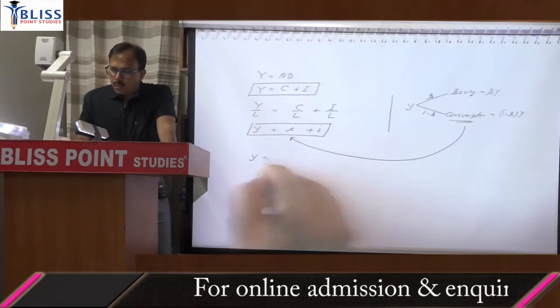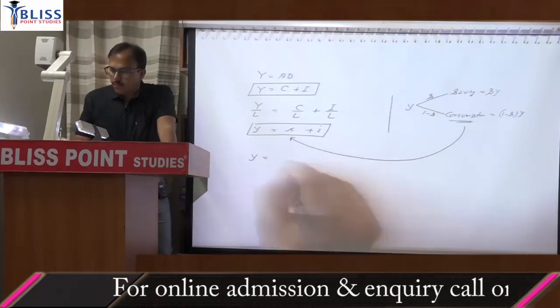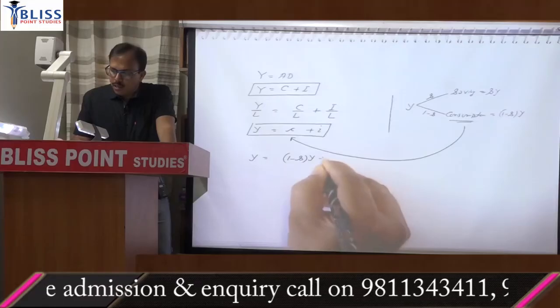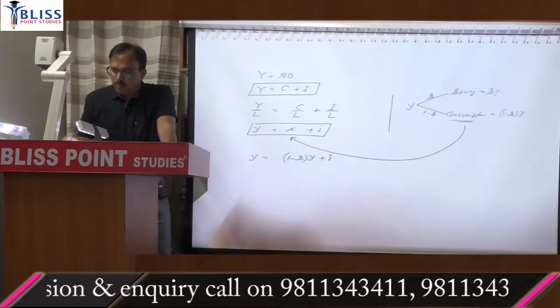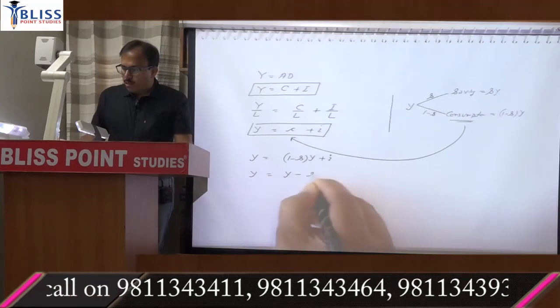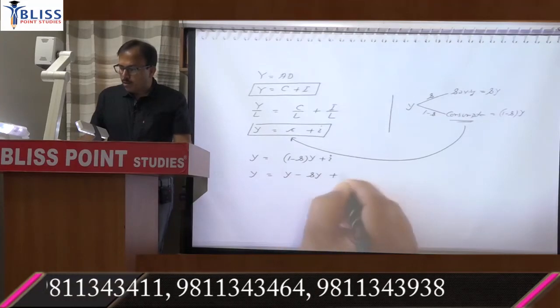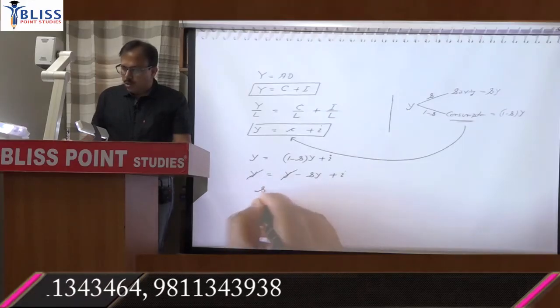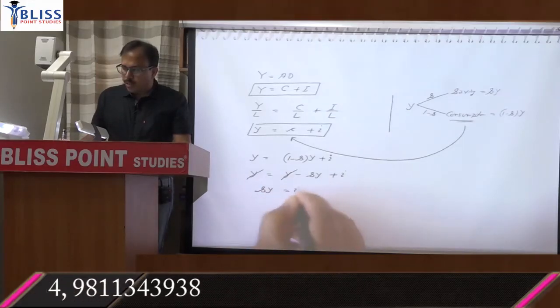So y equal to, in place of c, what you will write? 1 minus s y plus I. If you expand it, this is y minus small s y plus I. So this y will cancel out. So small s y is equal to y.